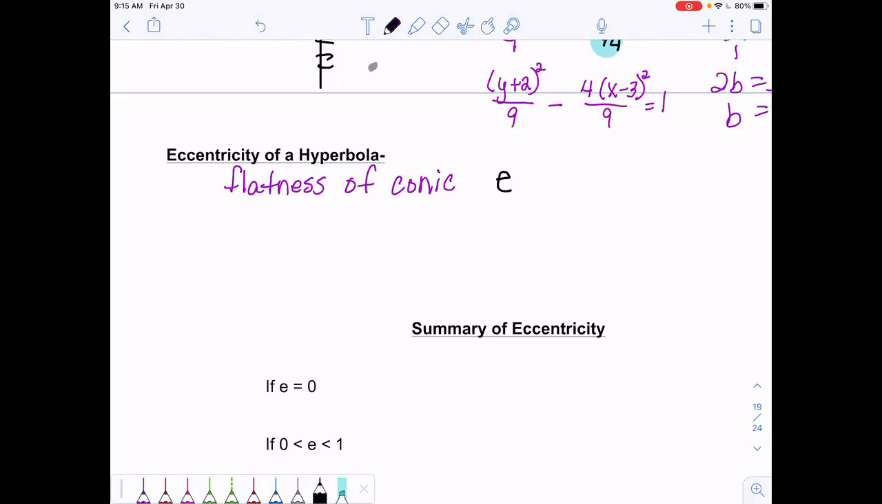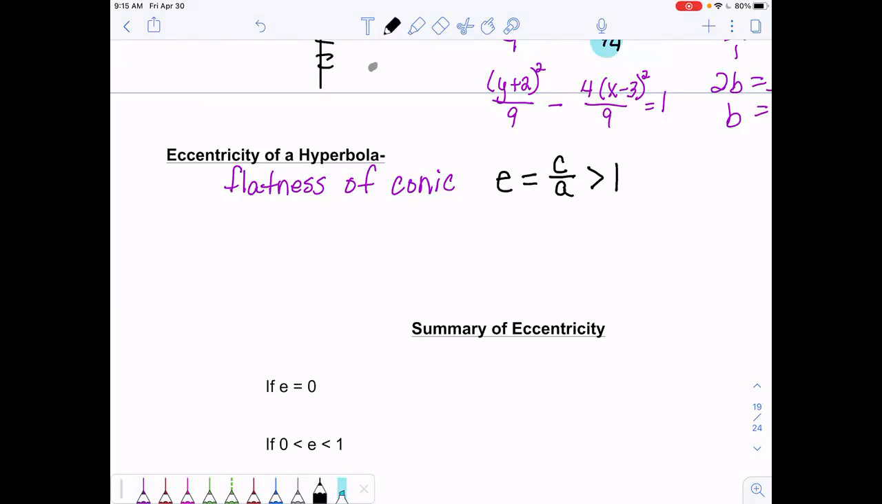For a hyperbola and an ellipse, eccentricity, and a parabola and a circle is C over A. So you're taking the ratio of the focus compared to the vertex, the distance from the center to the focus compared to the distance of the center to the vertex. That value has to be bigger than 1 for it to be a hyperbola. And think about it, it makes sense because C is bigger than A. So that number is going to be bigger than 1 because the C value is larger. A larger number divided by a smaller number is going to be bigger than 1.